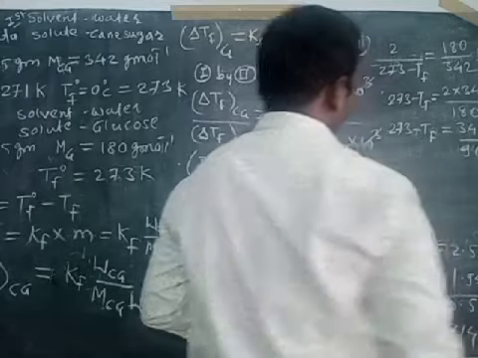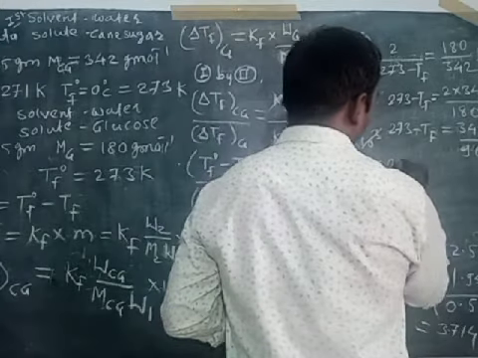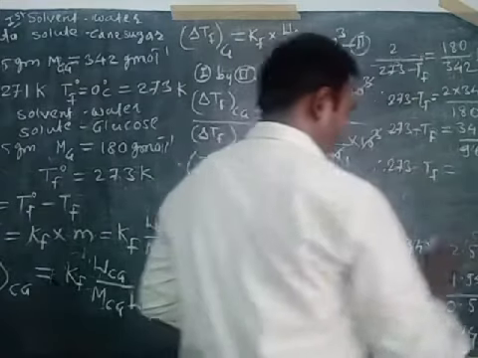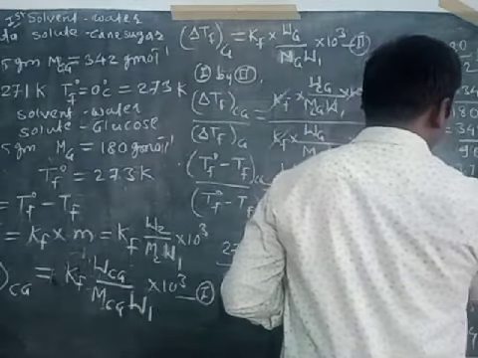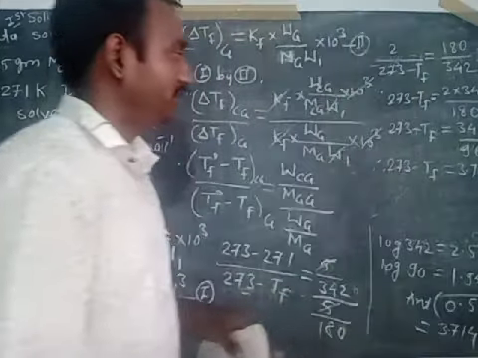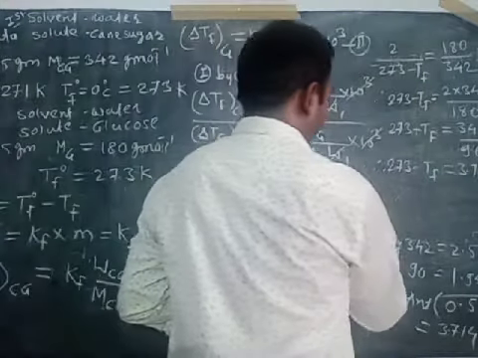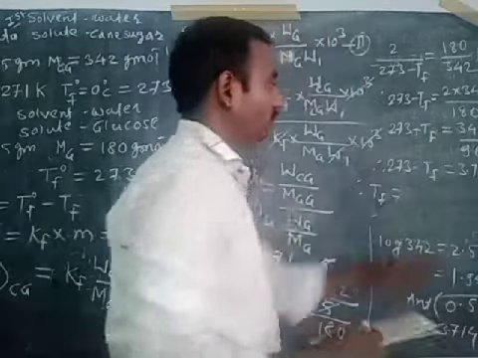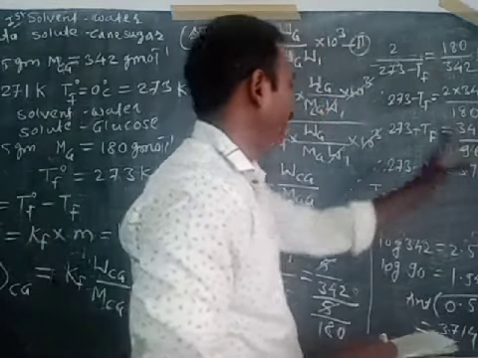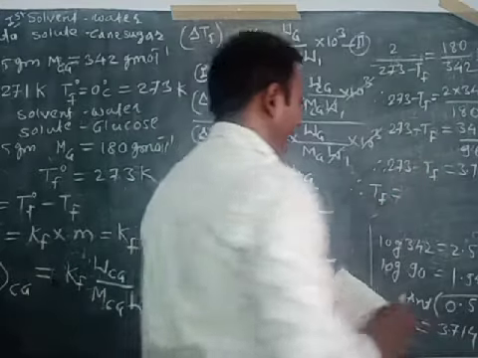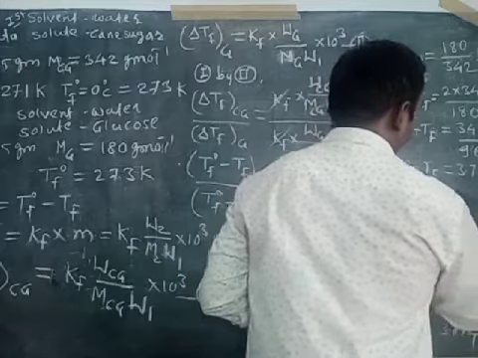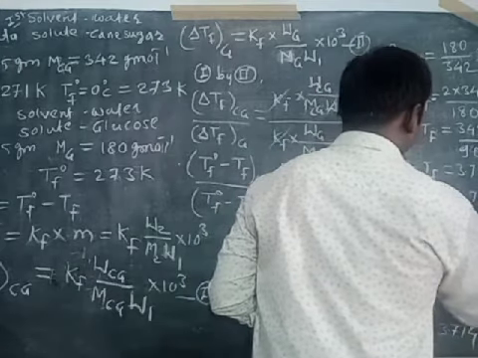And that's why 273 minus Tf is equal to 3.714. And that's why Tf will go towards the right hand side and this term will go towards the left hand side. That's why Tf can be written as Tf is equal to 273 minus 3.714.